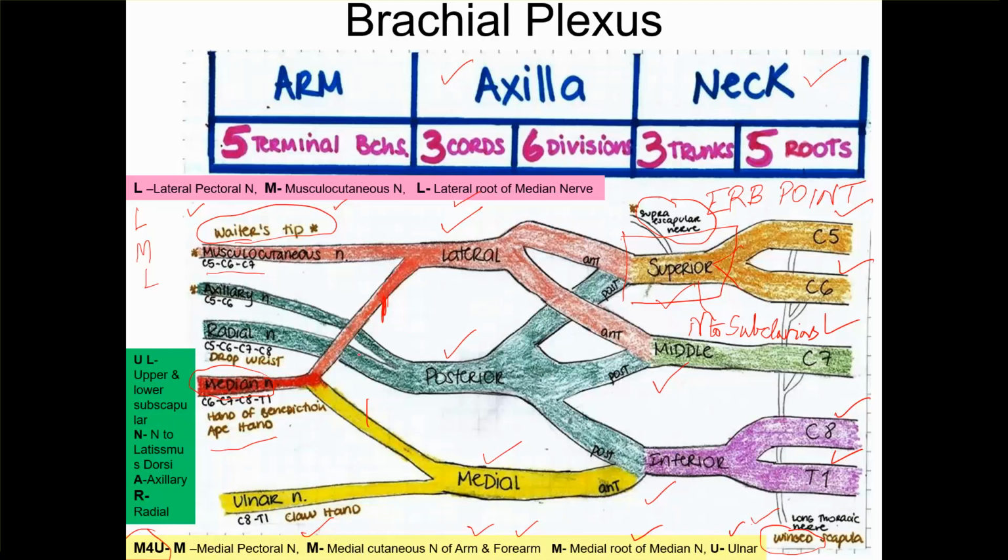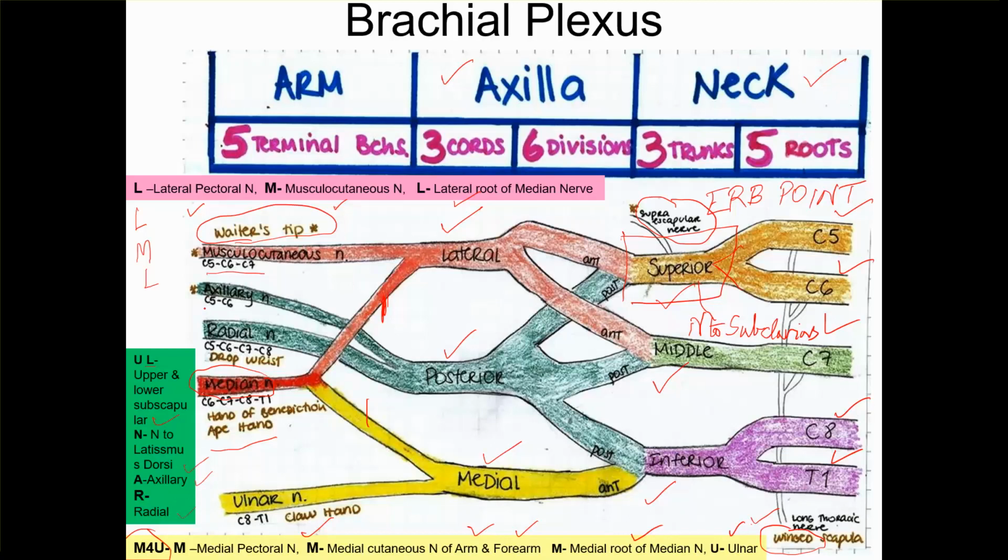Now the posterior cord gives 5 nerves. The mnemonic is ULNAR. UL is for upper and lower subscapular nerves. N is for nerve to latissimus dorsi. A is for axillary nerve. R is for radial nerve.